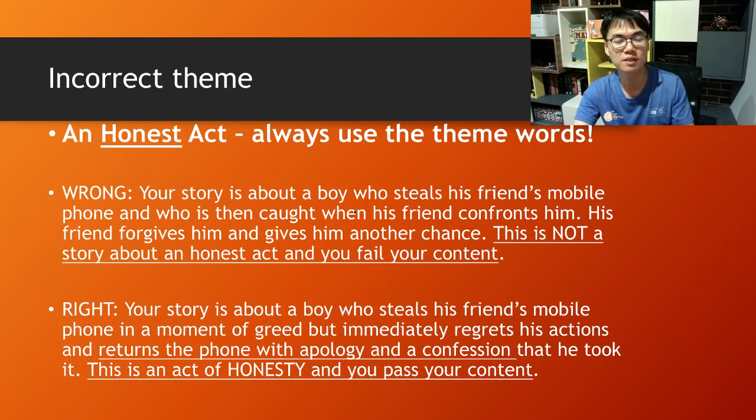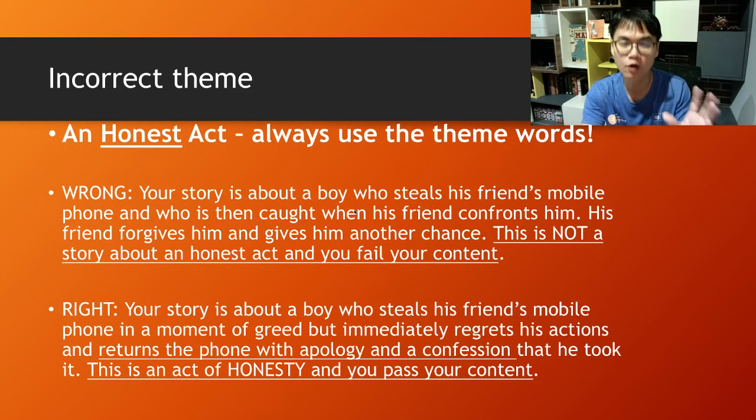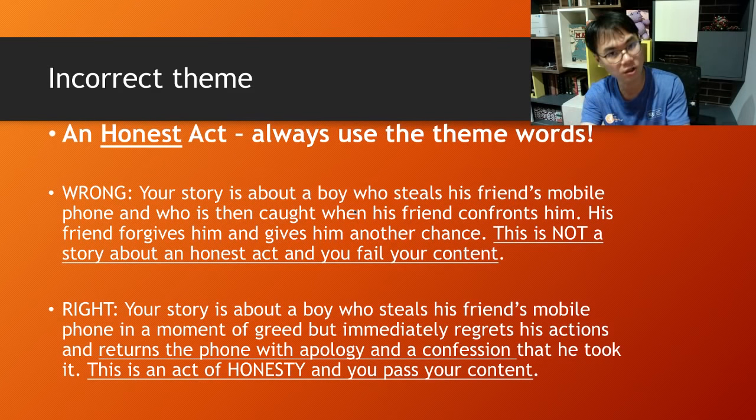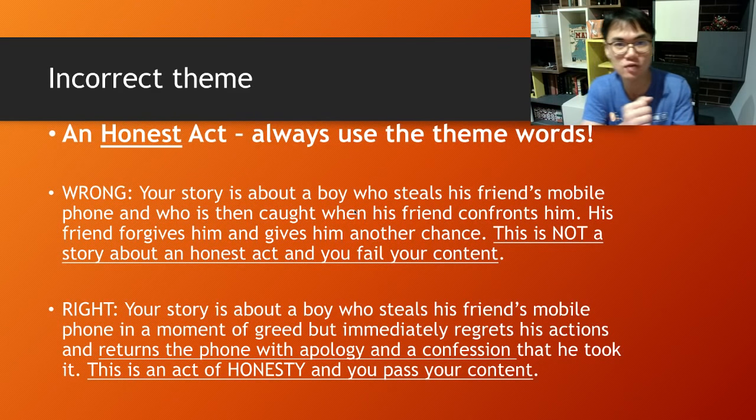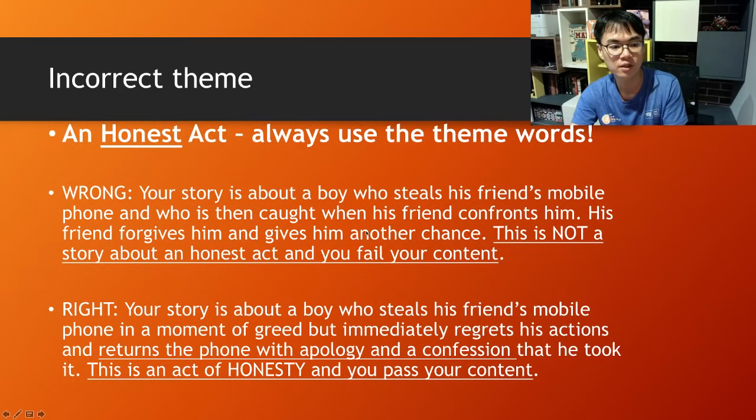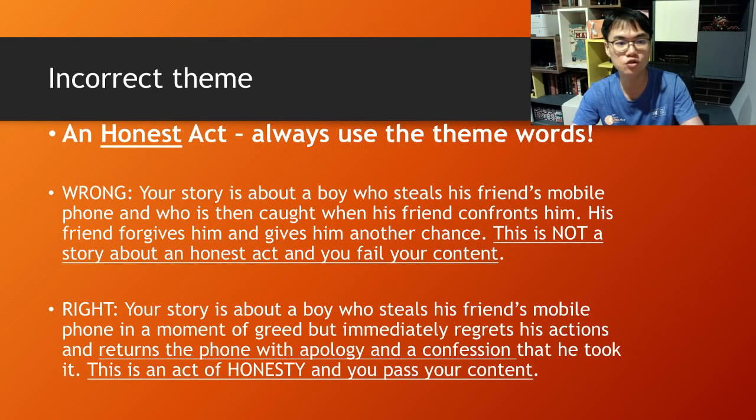There must be a story built around a person doing something honest, struggling maybe to do the right thing, but in the end, doing the right and honest thing. So in the wrong example, the character does not do the right thing. It is the friend who confronts him and then gives him another chance. This is not a story of an honest act, and you will fail your content. In this case, I gave this student only 3 out of 10 for her content.